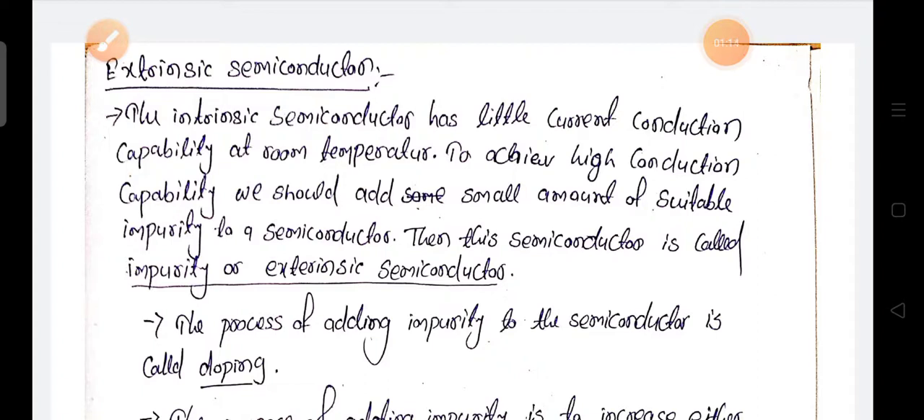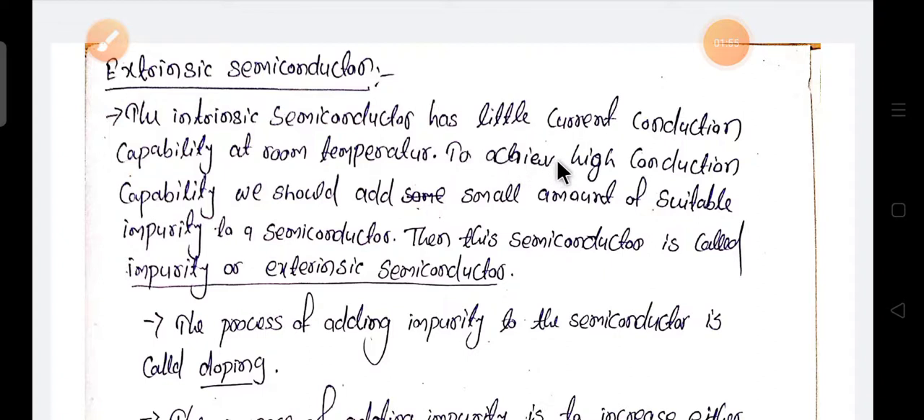The disadvantage of intrinsic semiconductor, which we want to improve in extrinsic semiconductor, is that the intrinsic semiconductor has little current conduction capability at room temperature. These disadvantages we want to recover or improve.